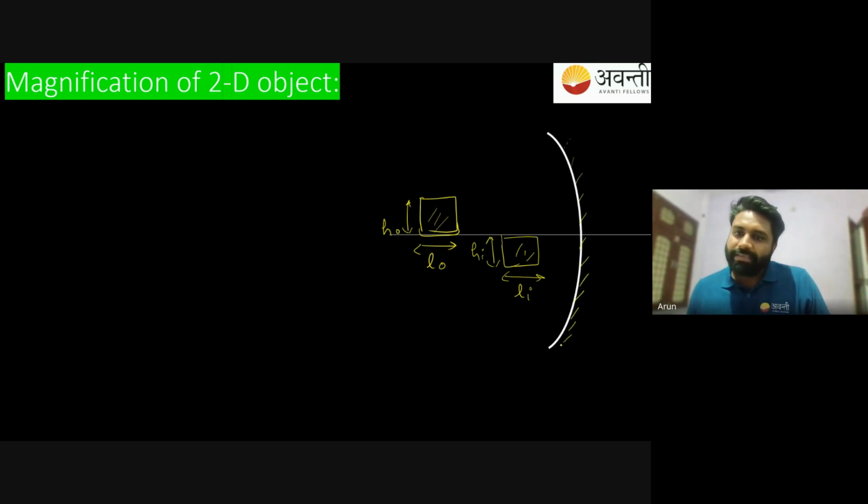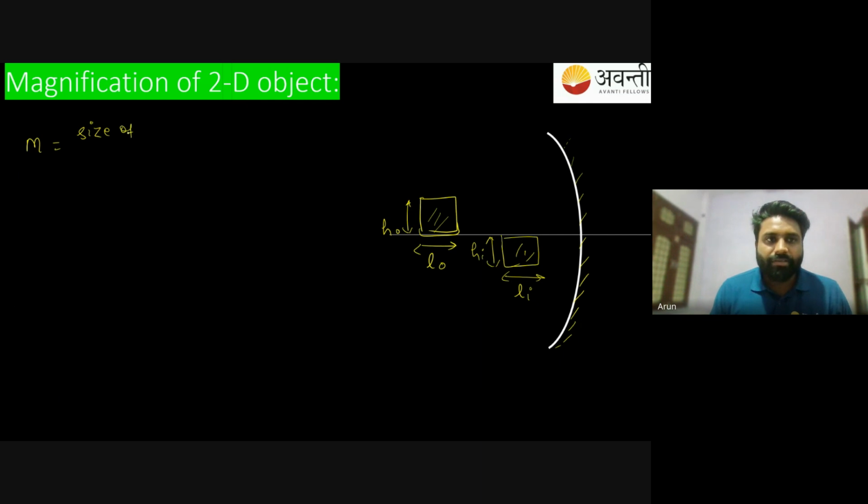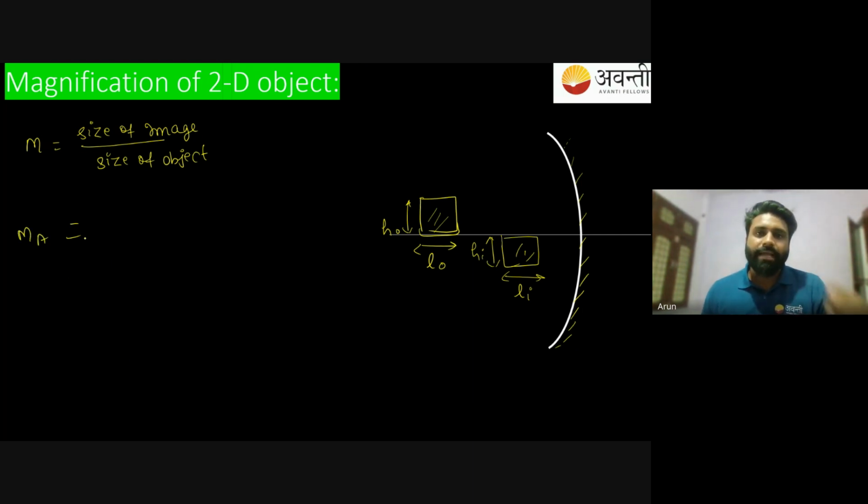Okay, so what do we have? How do we calculate the magnification over here? Magnification is nothing but the size of image divided by size of object. How can we calculate the size of image? By the area. So this magnification is termed as the aerial magnification of the object if the object is in 2D.